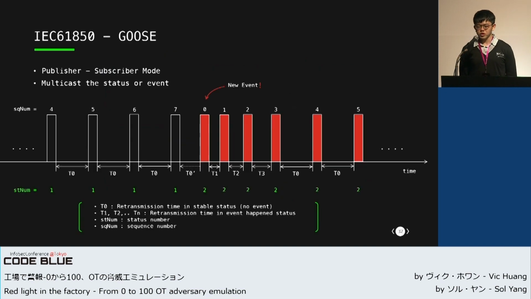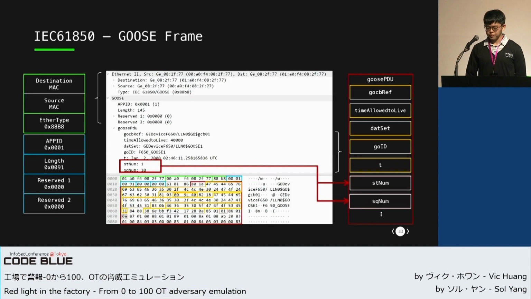Here we use GOOSE as an example. It is a protocol for broadcasting events. When no event happens, the sqNum will increase. It will broadcast all the time, and the value of sqNum increases. When a new event happens, the sqNum will reset to 0, and stNum will increase. What we want to do here is fake these 2 values.